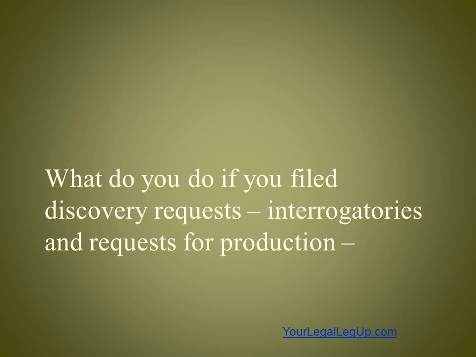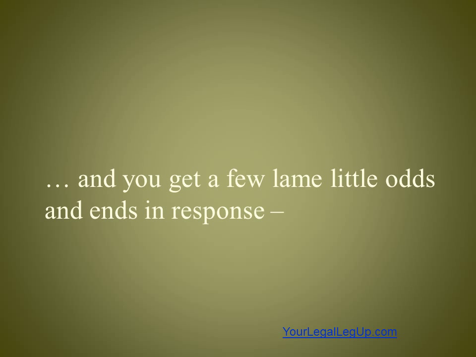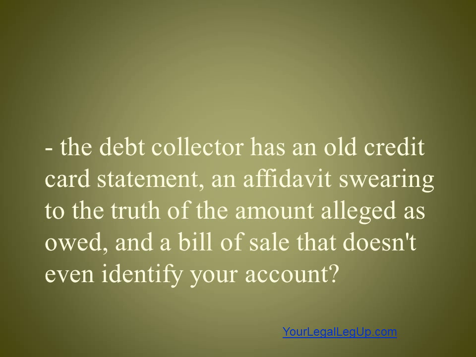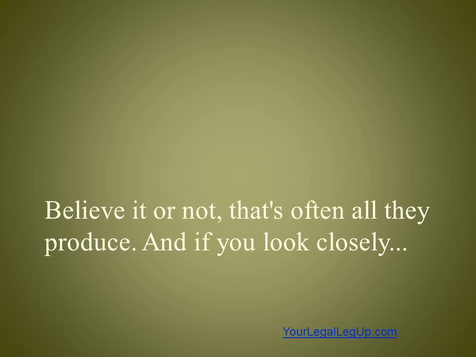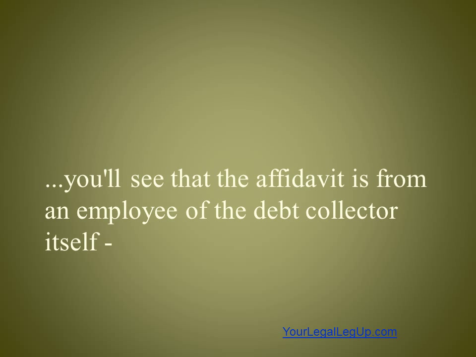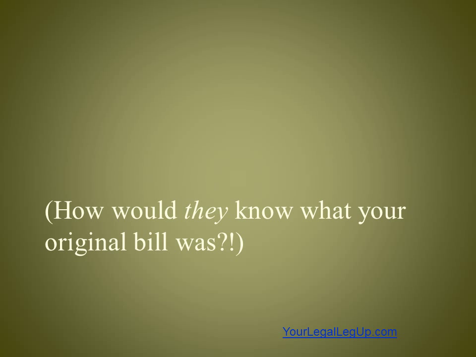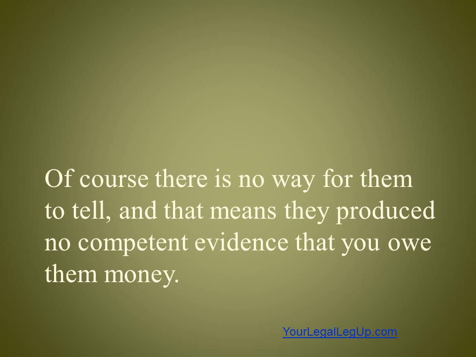What do you do if you filed discovery requests, interrogatories, and requests for production, and you get a few lame little odds and ends in response? The debt collector has an old credit card statement, an affidavit swearing to the truth of the amount alleged as owed, and a bill of sale that doesn't even identify your account. Believe it or not, that's often all they produce. And if you look closely, you'll see that the affidavit is from an employee of the debt collector itself. How would they know what your original bill was? Of course, there's no way for them to know, and that means that they produced no competent evidence to you that you owe them money.